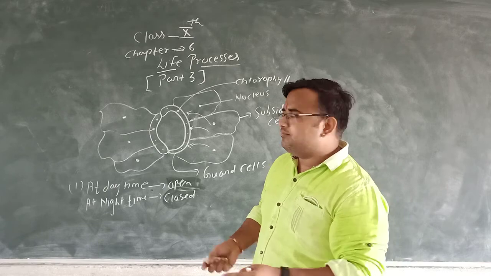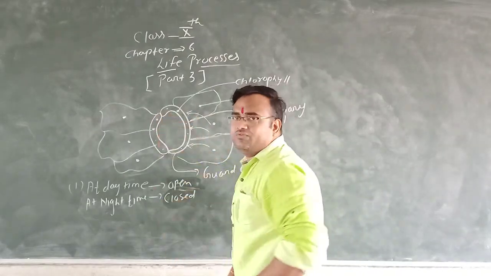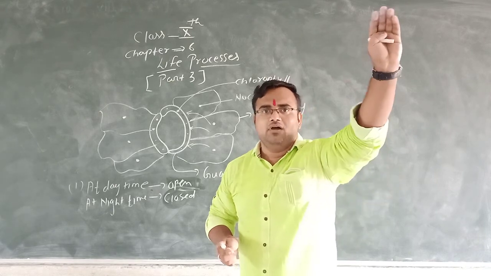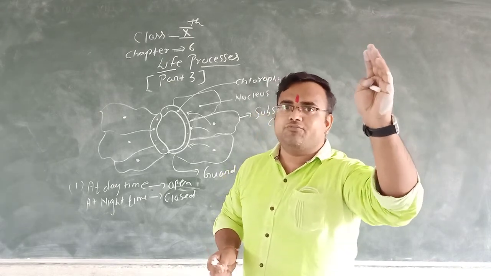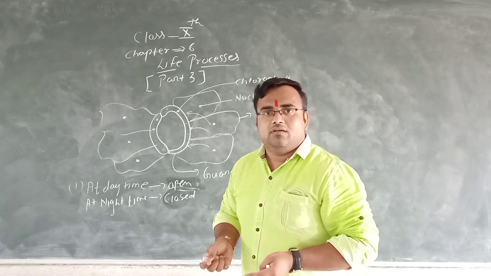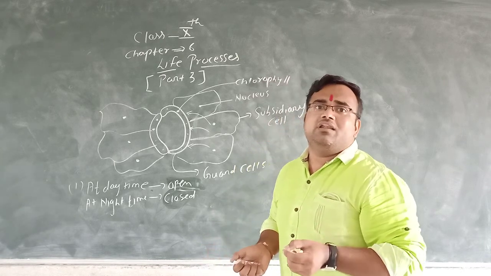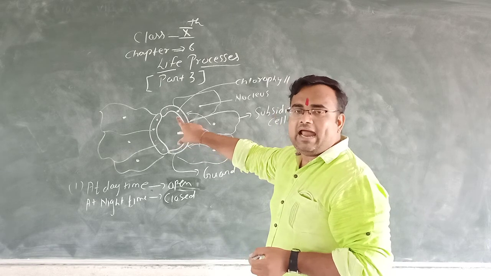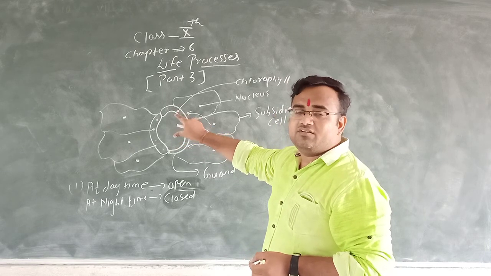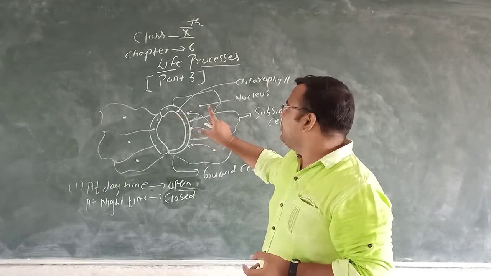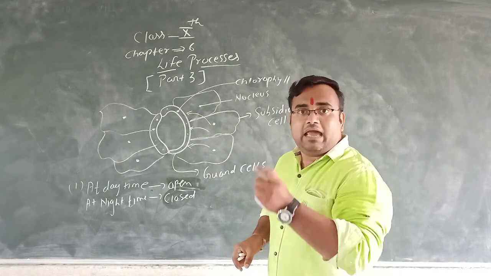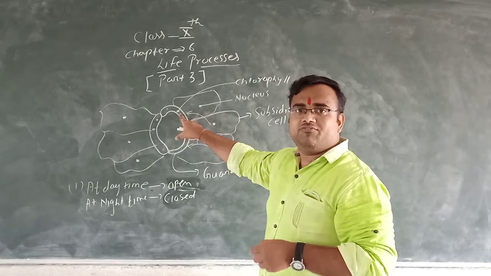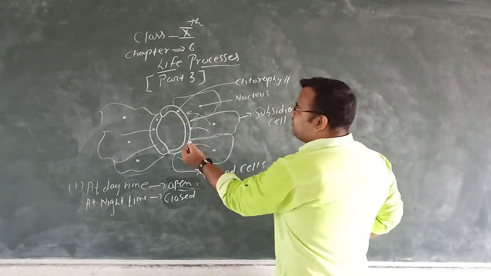At night time this stomata is already closed. If the stomata is closed, then there is no release of water in the form of vapors. So if the water is not released as vapor, that means the water concentration is more at the guard cell as compared to the subsidiary cell. Then the water will start to move towards the subsidiary cell.